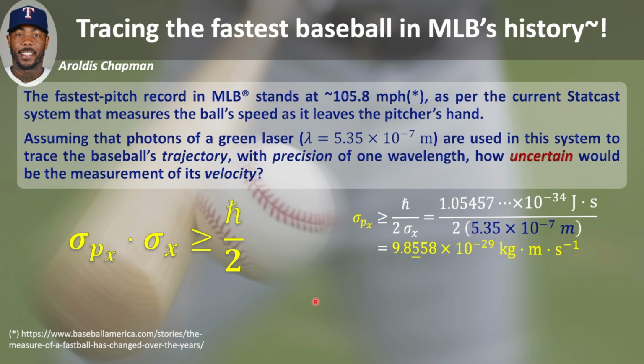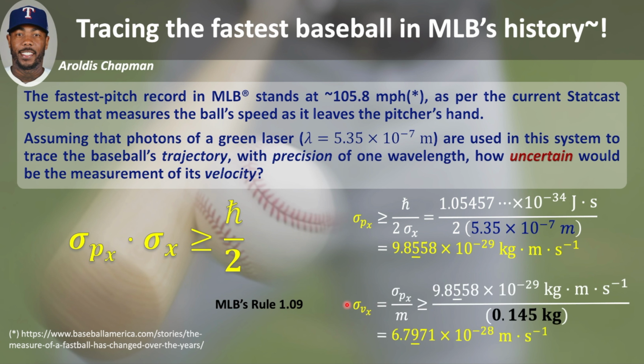We know that momentum is equal to mass times velocity. Using rule 1.09, which says that a baseball must have a mass somewhere in between 5 and 5.25 ounces, let's take a value around the middle of that range and convert it to kilograms. Do proper substitutions to find what the spread will be, the standard deviation of measurements for the velocity of that particle. We take the standard deviation on the momentum divided by the mass of that baseball, and then we find that this is roughly 6.8 times 10 to the minus 28 meters per second.